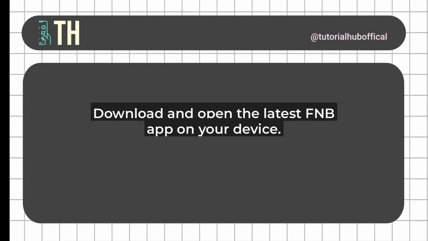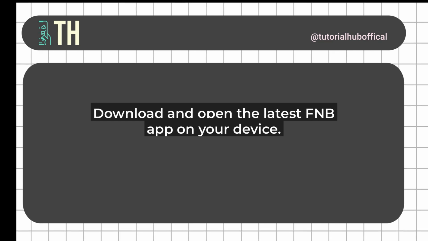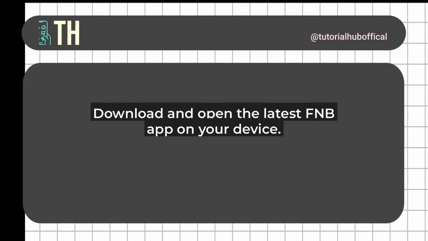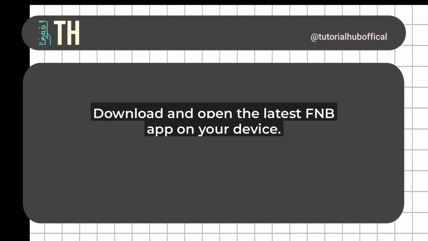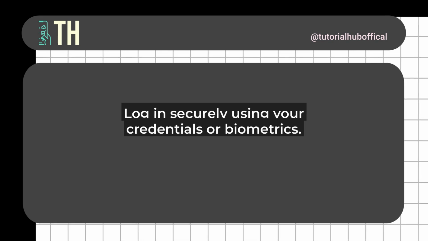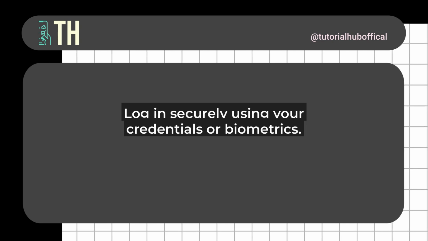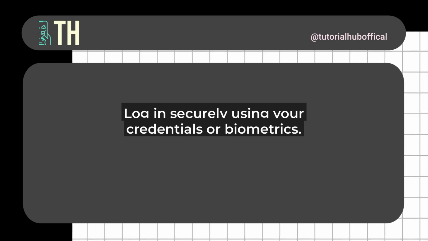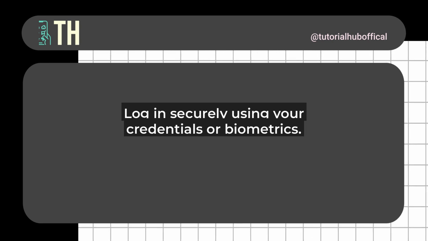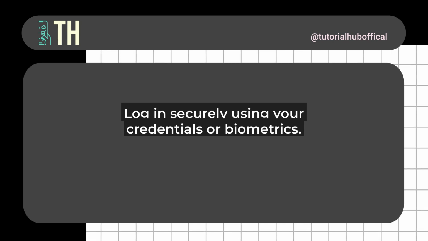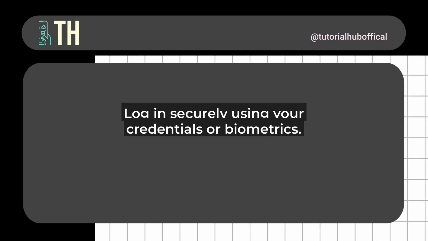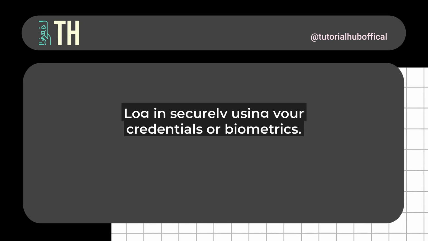First things first, make sure you have the FNB app installed on your phone. If not, head to your App Store and download the latest version for 2025. It includes some cool security enhancements. Once that's done, open the app and log in with your username and password. For added security, you might need to use biometric authentication like your fingerprint or Face ID.